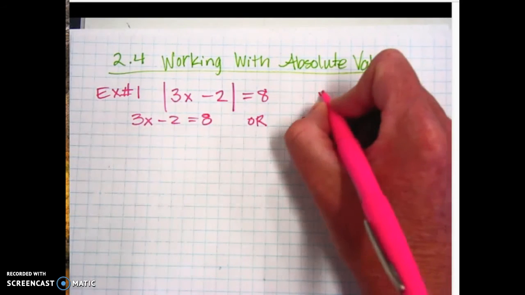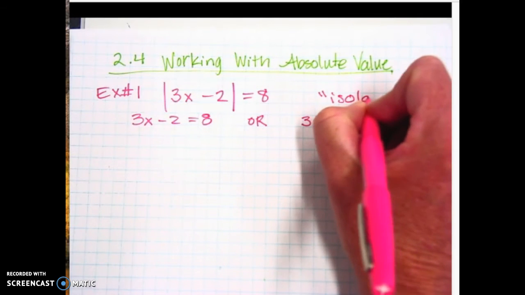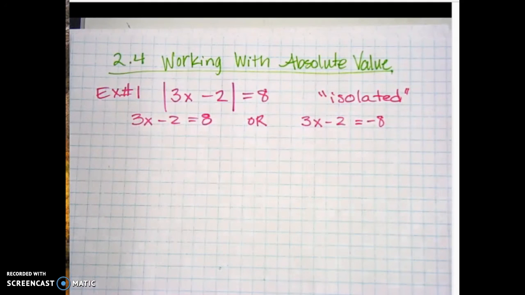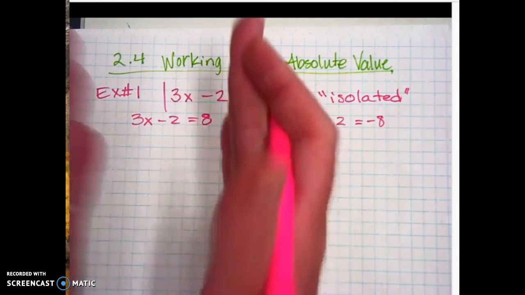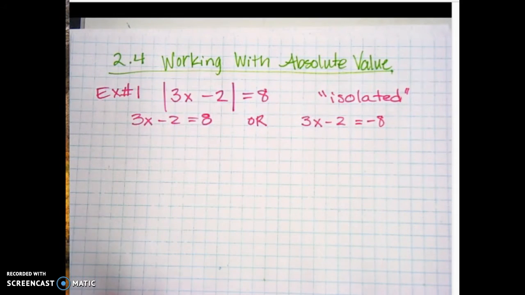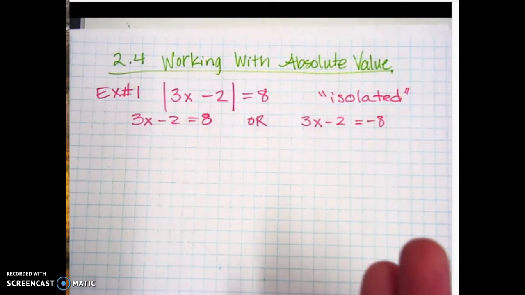Okay? One thing you need to know is that in order to do this, that absolute value has to be what we call isolated. What does the word isolated mean? By itself, okay? So if anything's being added or subtracted to it, you have to move it to the other side first. If it's being multiplied or divided by something, you got to do the inverse operation to get the absolute value by itself, okay? So if you need to do that first, do that first.